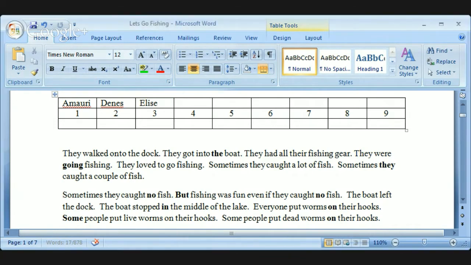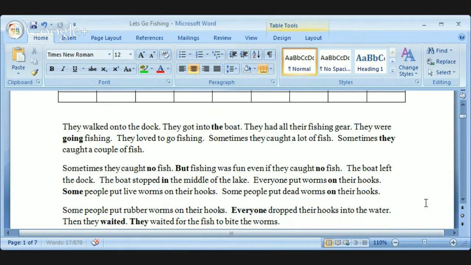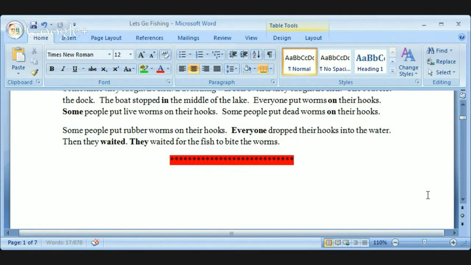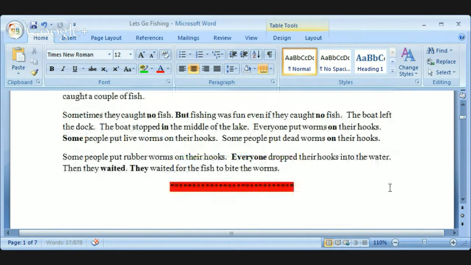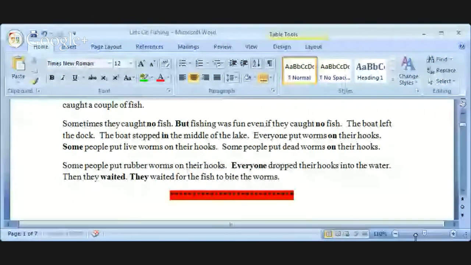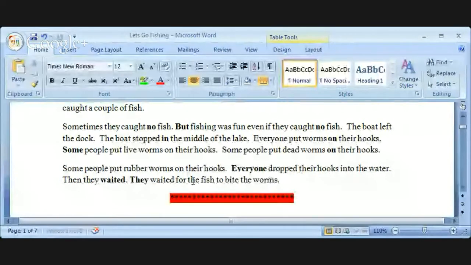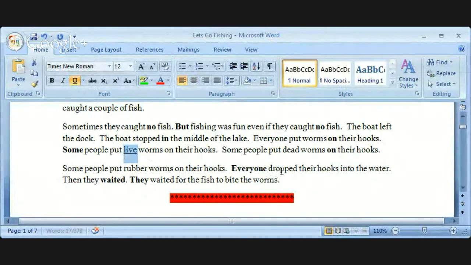The boat left the dock. The boat stopped in the middle of the lake. Everyone put worms on their hooks. Some people put live worms on their hooks. Some people put dead worms on their hooks. Some people put rubber worms on the hooks. Everyone dropped their hooks into the water. Then they waited for the fish to bite the worms.